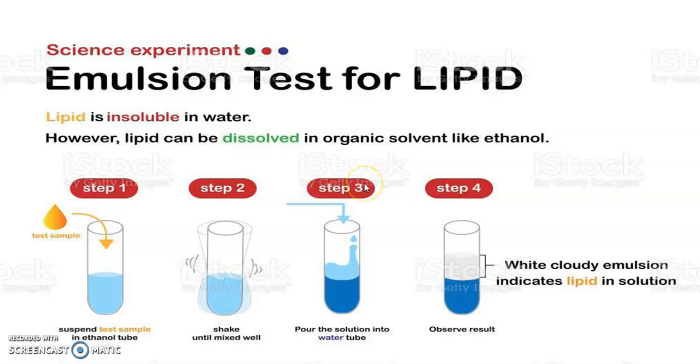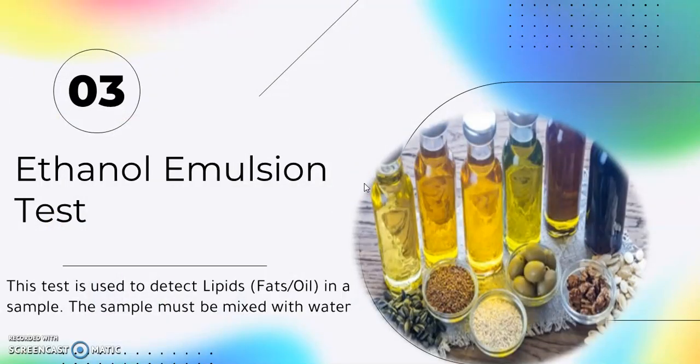Now we are going to discuss the third test, which is the ethanol emulsion test. This test is used to detect the lipids, which may include fats or oil. Fats are solid at room temperature and we obtain them from animal sources. Oil is liquid at room temperature and we obtain them mostly from plants. So in order to detect the lipids in a sample, the ethanol emulsion test is performed.